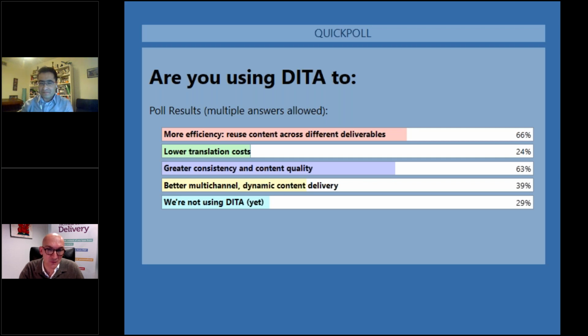And then 30% of you are not using DITA yet. So I guess neither DITA nor structured authoring. So good, you're here to see the benefits. And only 24% of you see as a benefit lower translation costs. That's interesting. And probably I guess that I can understand why, due to the improvement of translation memories, meaning that even if you don't have granular content, retranslating now entire documents is not that costly because of better translation capabilities nowadays. So that's interesting to see that. Thank you.